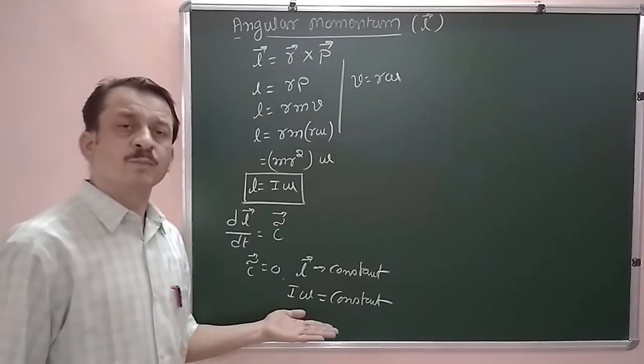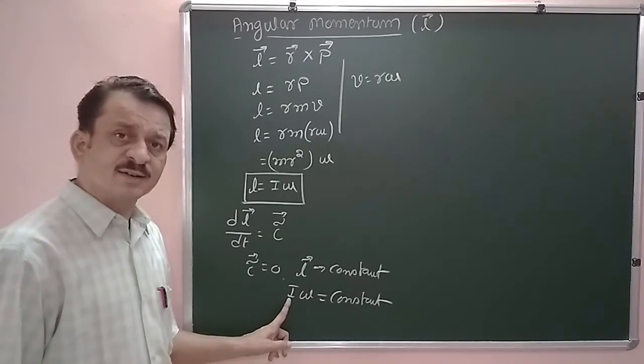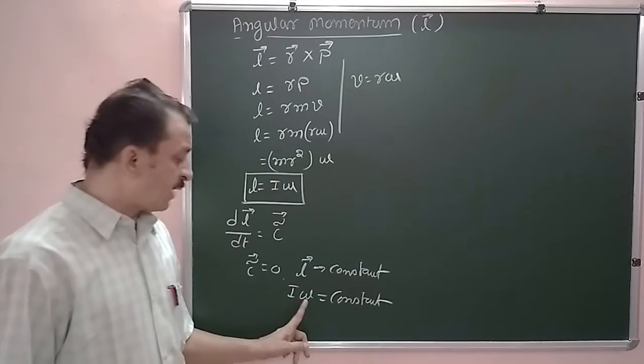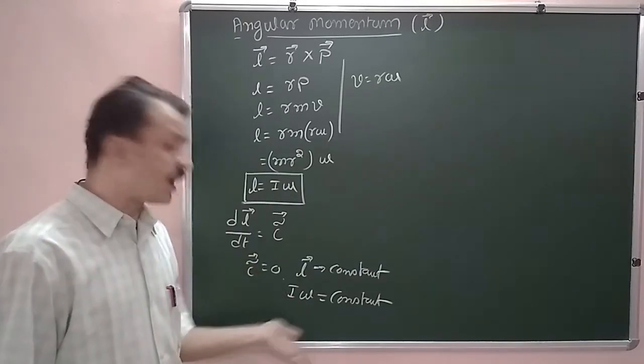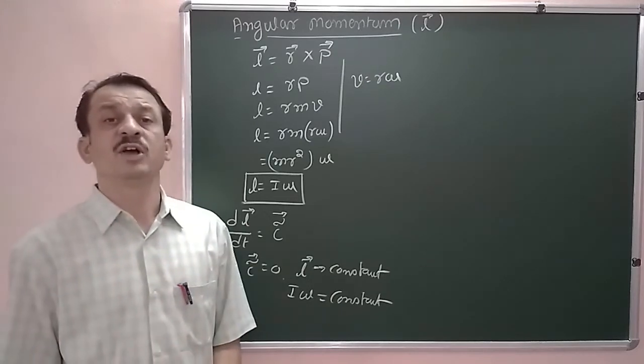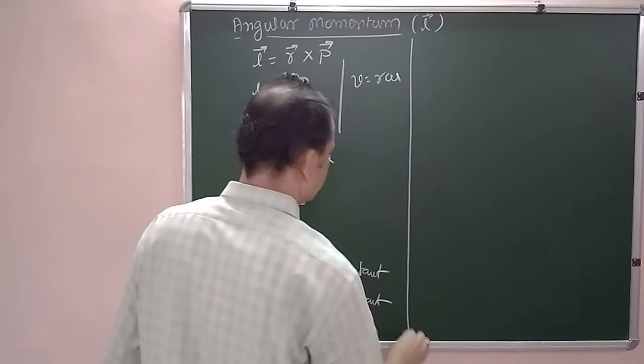So this is a very important concept. If moment of inertia increases, obviously angular velocity decreases. If moment of inertia decreases, the angular velocity increases. So that is the law of conservation of angular momentum. Now we'll study some examples for this one.